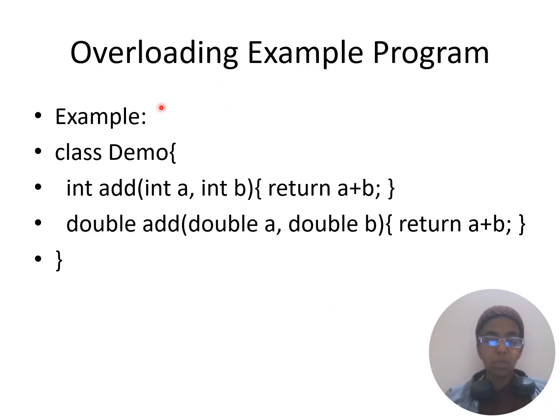For overloading, we have a class called demo. Inside the class, I have a method called add. We have two methods: one has return data type int, and another has return data type double. Here I have two integers, here I have two doubles. Here I am adding two variables of type integer, and here I am adding two variables of type double. When I call with a double value, this method will be mapped. When I call with an integer value, this method will be mapped. This is how method overloading works.